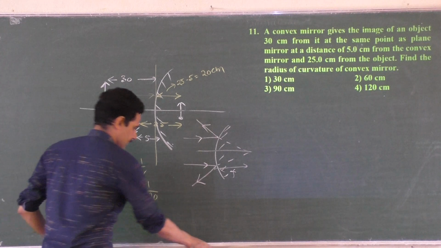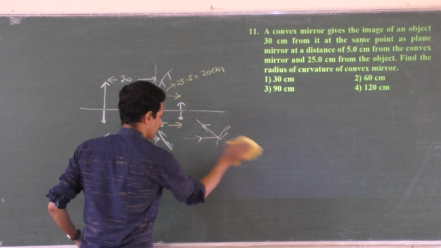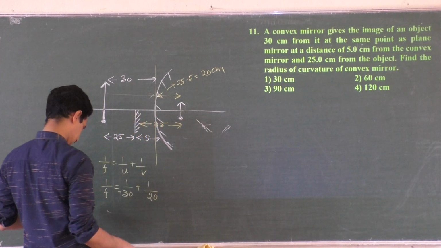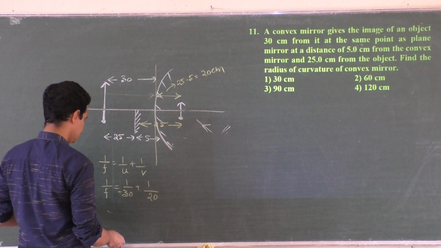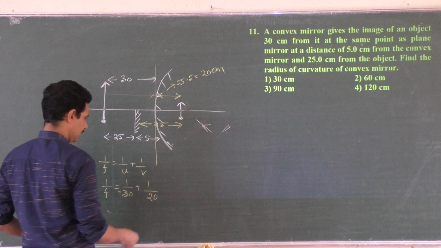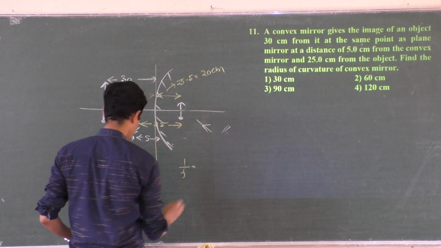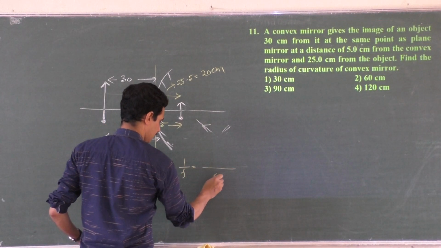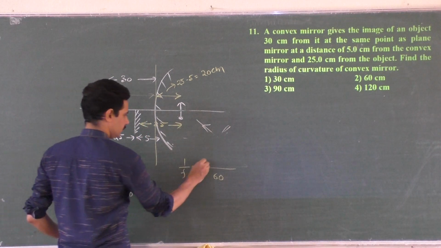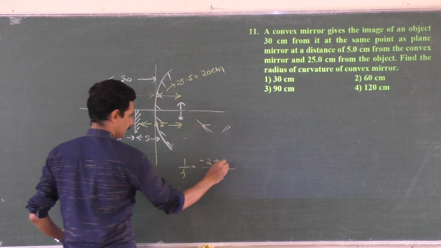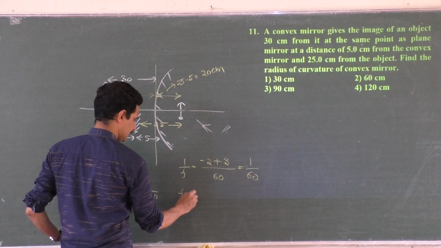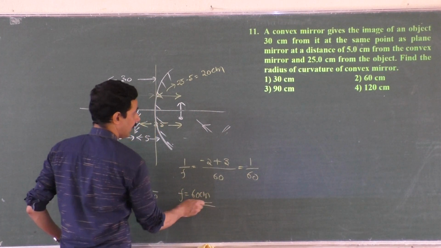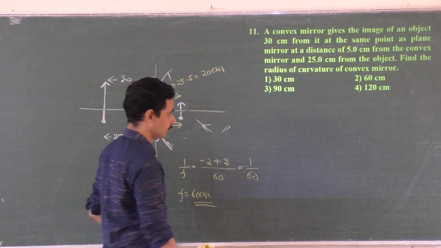So shall we solve it? Okay, answer is, hope you are listening, voice is clear. 1 by f is equal to, I will take 60 as common, minus 2 plus 3. 3 minus 2 is 1, 1 by 60. Focal length is 60 centimeters and radius is 120 centimeters.